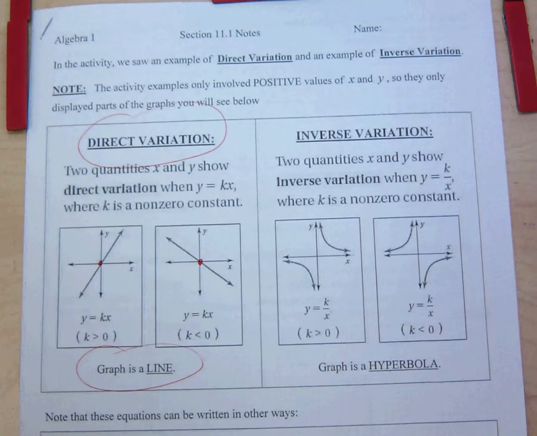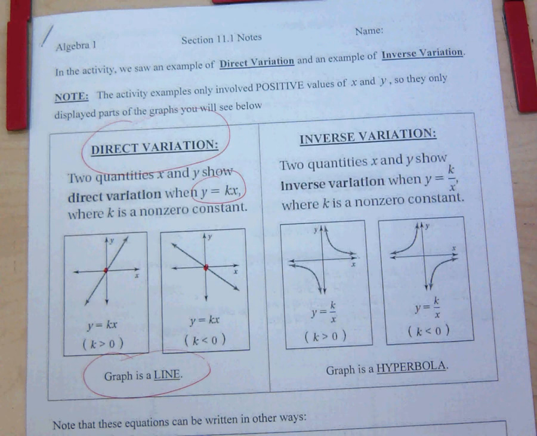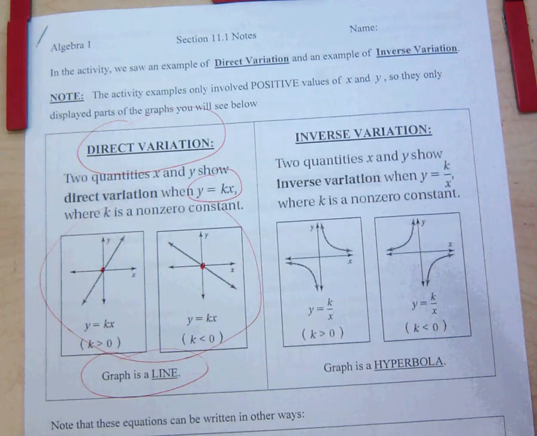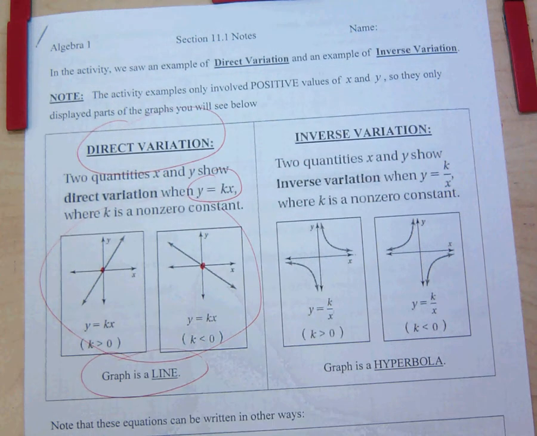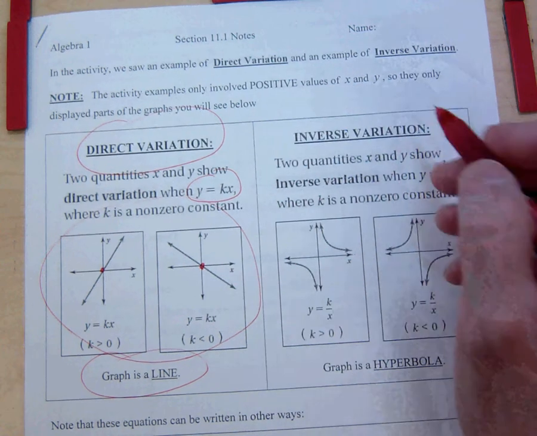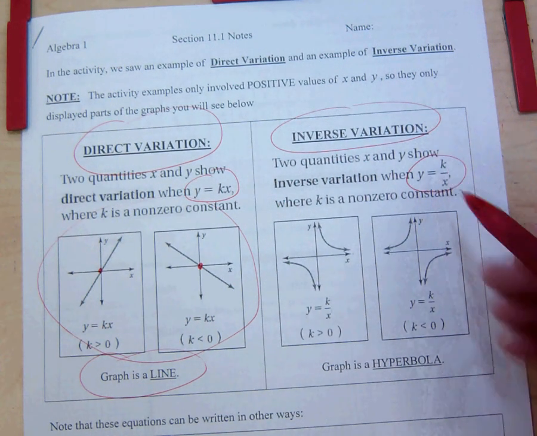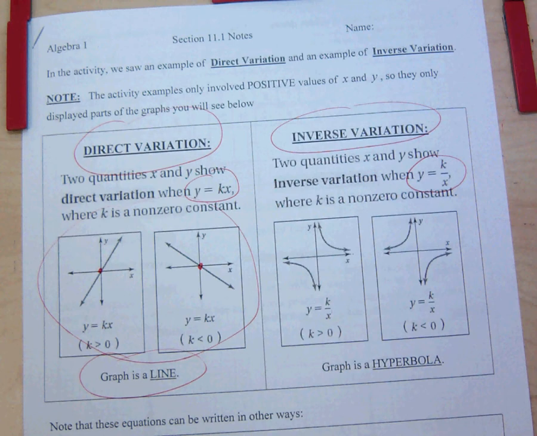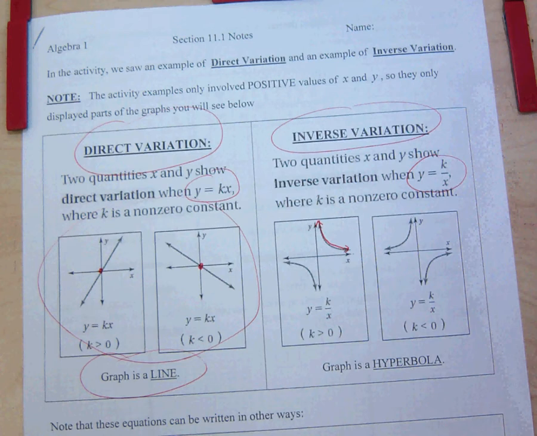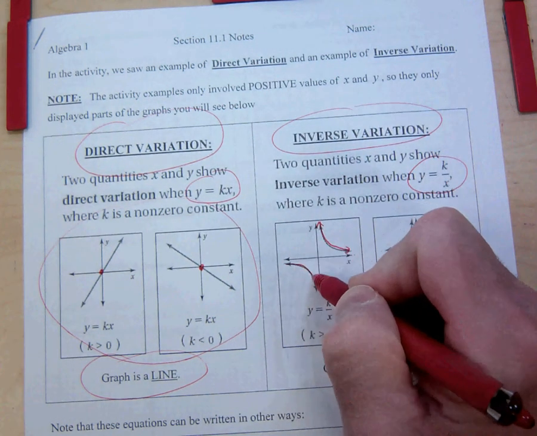Okay, so with direct variation, you got a variable equals a constant number k times another variable, where k could be positive or negative, and that would result in one of these two situations. But in both cases, the lines will pass through 0, 0. Does that make sense? Okay? Now, with inverse variation, where you got a variable equals a constant k divided by another variable, as we saw in the activity, we saw the graph look like this. Okay? But we only worked with positive x values. If you had negative x values, the rest of the graph would be down here like that.